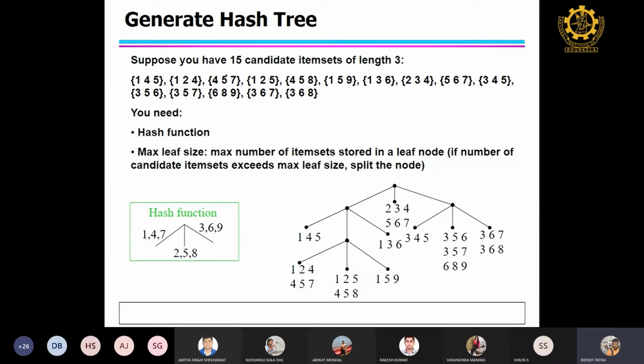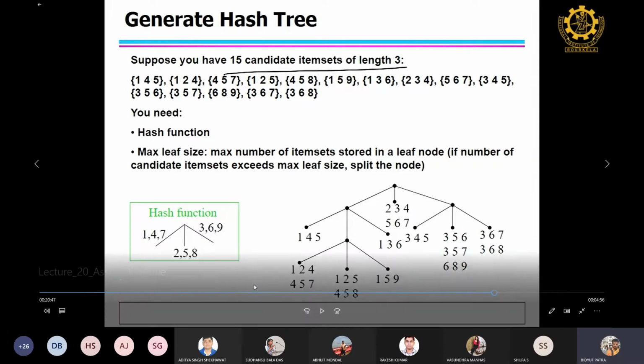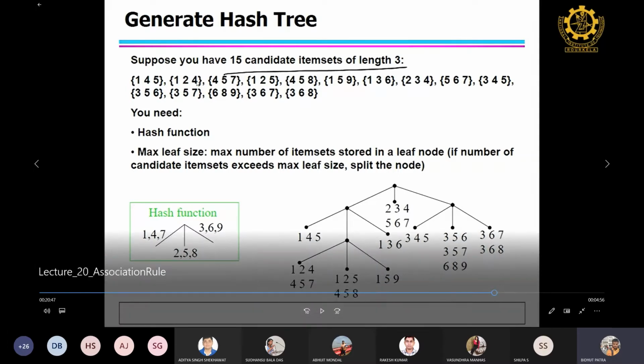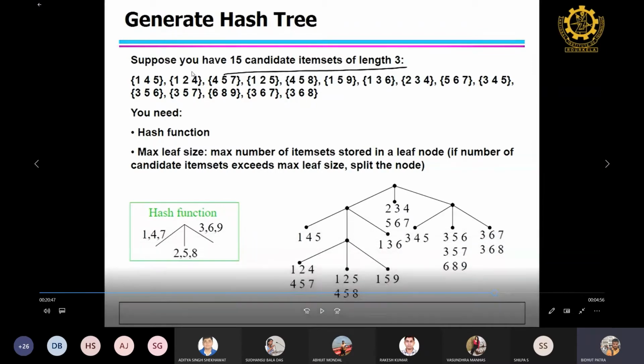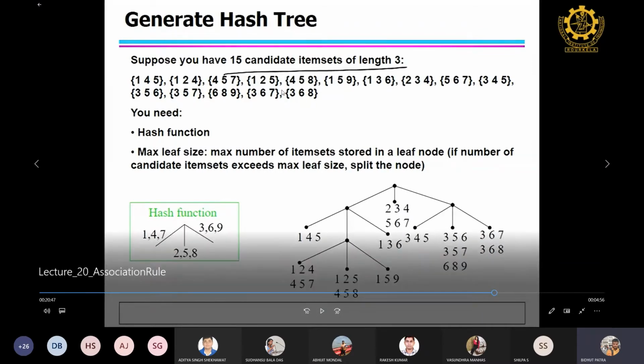So we generate the 15 candidate item sets. What are those candidate item sets? These are 1, 4, 5. It can be 1, 1, 2, 4, 4, 5, 7, and so on. Now I have to generate the hash structure of them, so please note that you assume there are 15 candidate item sets, and once we have 15 candidate item sets, we will generate the hash tree.